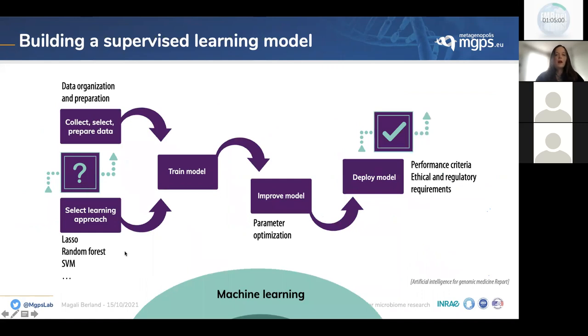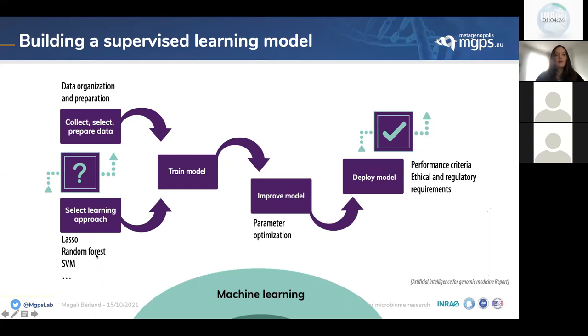So let's see now how we build a supervised learning model. To build this, we first need to gather, select, and prepare the relevant data that will be used to train the mathematical model of machine learning. The data preparation can include cleaning and organizing data. That's often an important step, especially when we work with clinical data that may always have some problems in it.